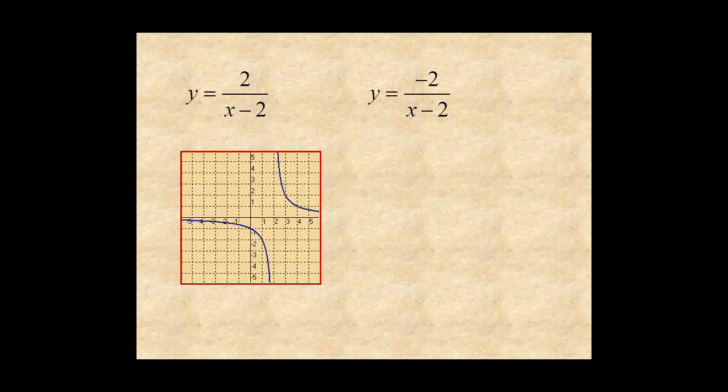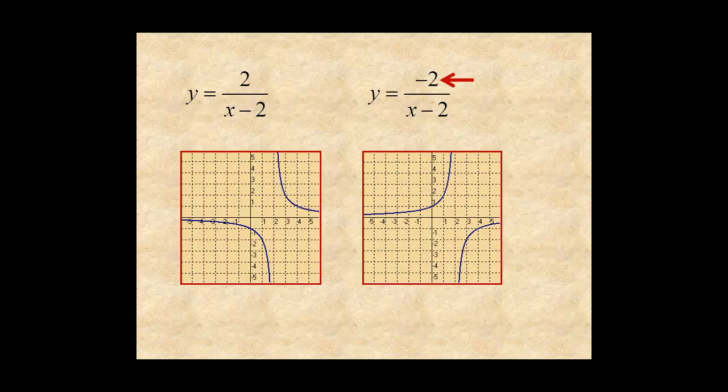Here are some variations of the function. If the numerator is negative 2 instead of positive 2, the graph is reflected vertically. For example, this branch of the function has been flipped over and is now above the x-axis.